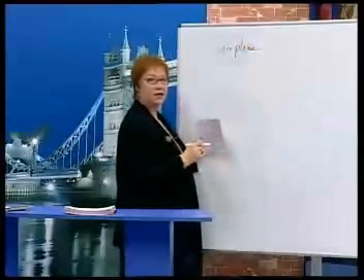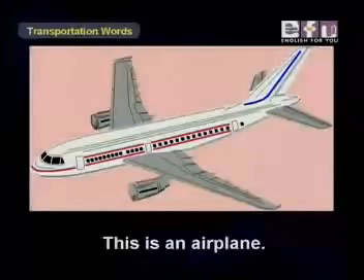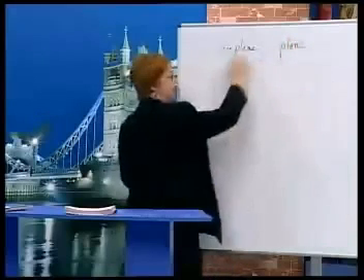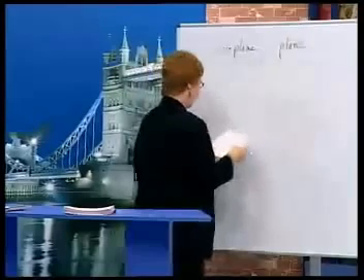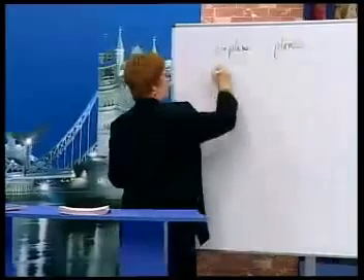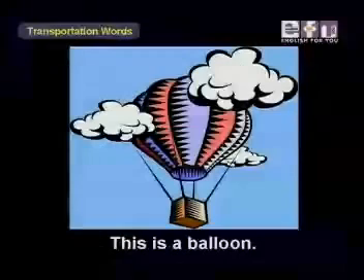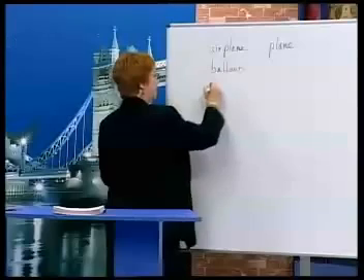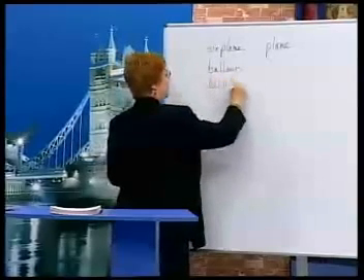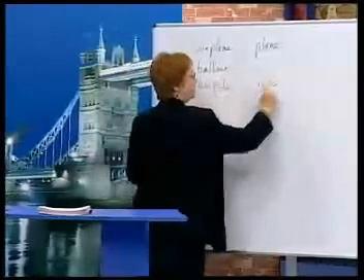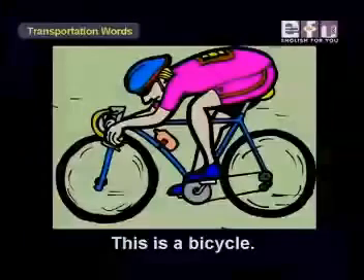An airplane. So on your screen you can see the pictures. This is an airplane. We also call it a plane for short. Airplane or plane. Okay, now the next one is a balloon. This is a balloon. The next one is a bicycle. A bicycle. For short, we say bike. So this is a bicycle, or this is a bike.